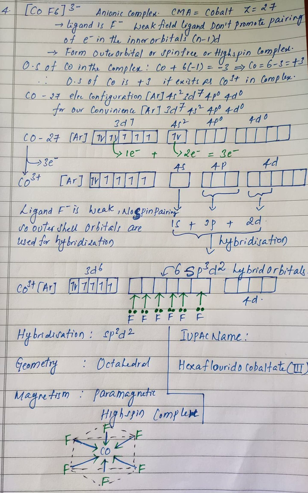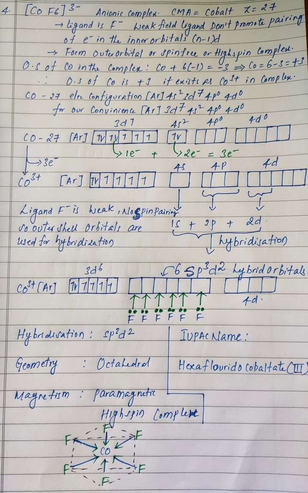In the Co3+ form, if you see the expanded electronic configuration, 4s is 0, 4p is 0, and 4d is also 0. But (n-1)d, that is 3d, will have unpaired electrons. This is the status. But for 6 ligands, cobalt 3+ should provide 6 empty orbitals so that it may receive 6 pairs of electrons from 6 different fluoride ions, right?